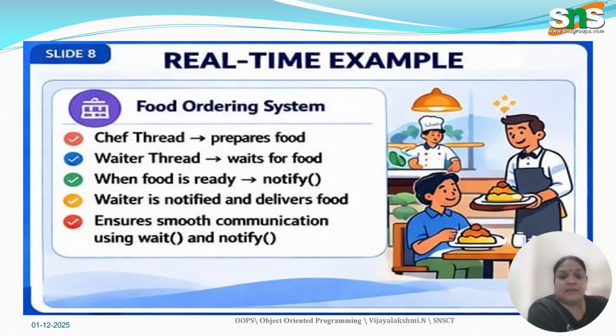A real-time example is a food ordering system. The chef thread prepares food. The waiter thread waits for the food. When the food is ready, it will notify the waiter. The waiter is notified and delivers the food. This ensures smooth communication using wait and notify. That is the food ordering system.